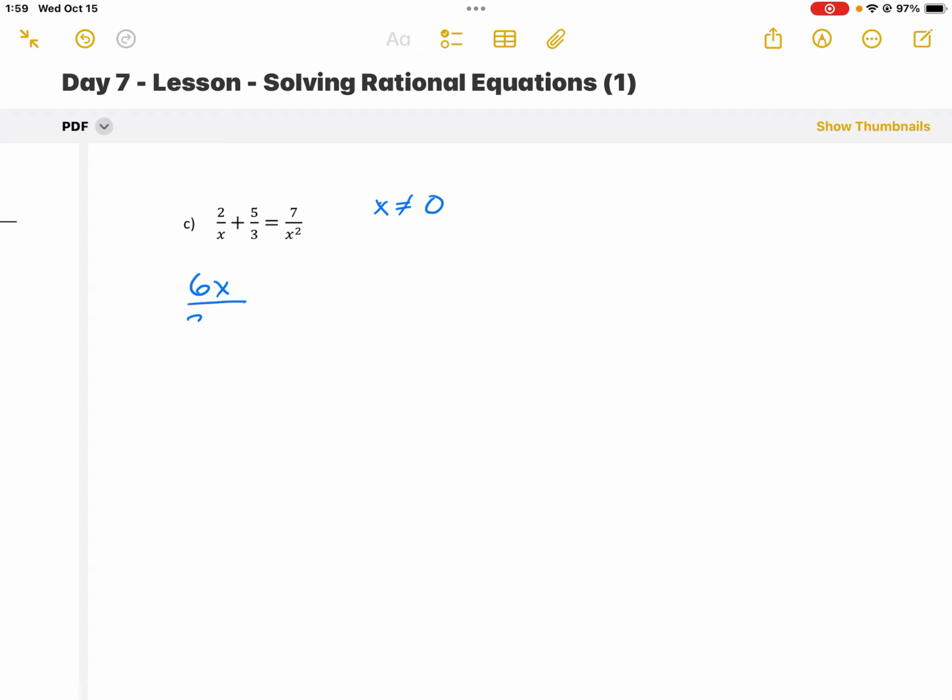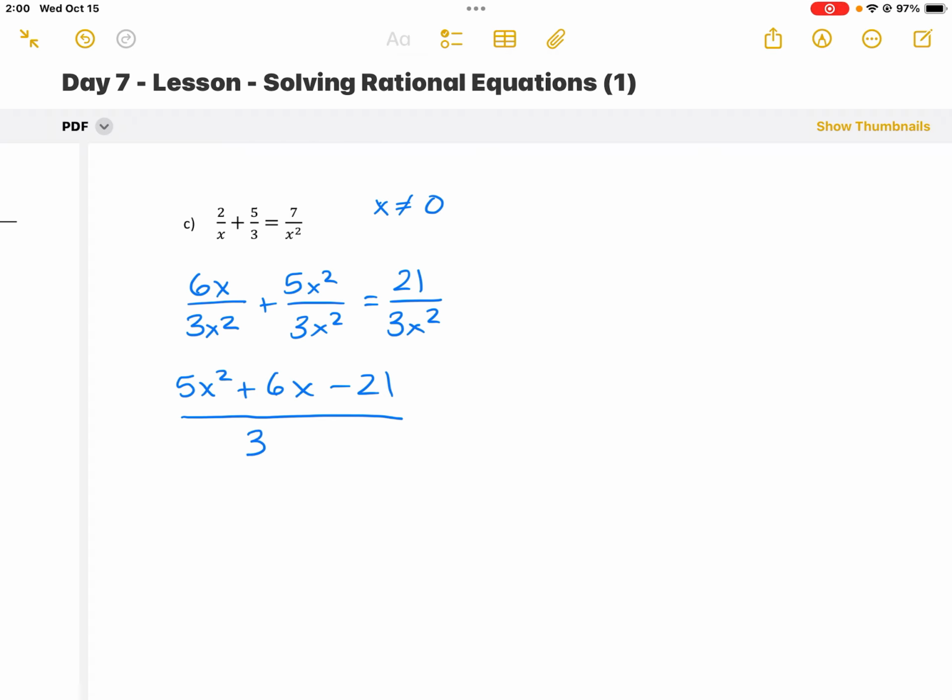So I've got 6x over 3x squared. I had to multiply the top and bottom by 3x. I'm going to multiply 5 by x squared because that is what's missing on the bottom. And then I'm going to multiply 7 by 3 because that's how I get a denominator of 3x squared, by multiplying the top and the bottom by 3. Now I'm going to move everything over to one side, and I'm going to collect like terms. I switched the order of the 2 terms on the left because I know that I'm probably going to have a quadratic equation to solve here.